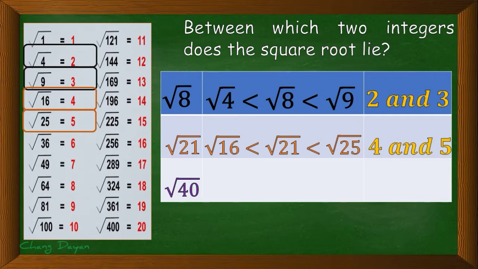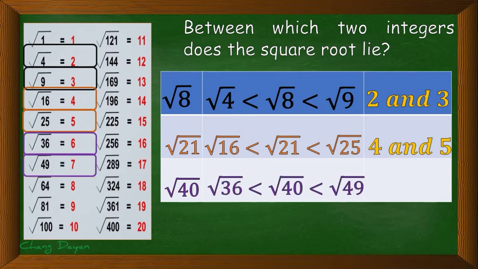Next, what about 40? 40 is greater than square root of 36 but less than square root of 49. At ito ay nasa pagitan ng 6 at 7.